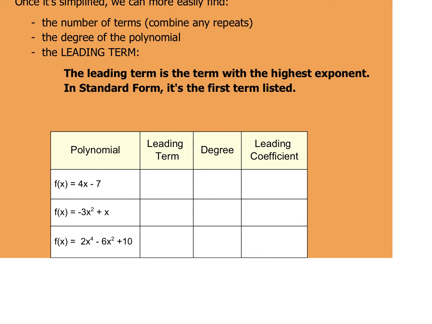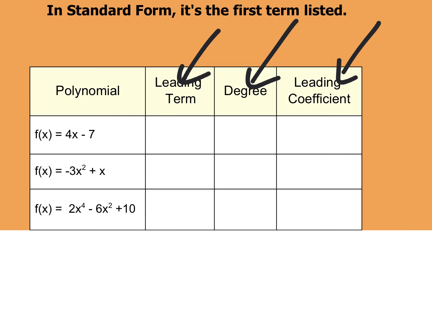This is telling you that same stuff about the leading term, the degree, and the leading coefficient. So I'm just going to fill this out for the first one and see if you get what I mean. The leading term here is the 4x. The degree of it is what power is on this. What power is on that if there's no number there? Is the degree 0? No, it's a 1. Good. And the leading coefficient? That's the 4. Just to clarify, the coefficient is the number in the front.